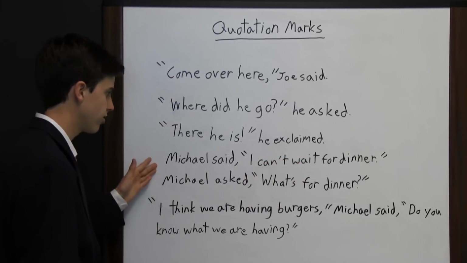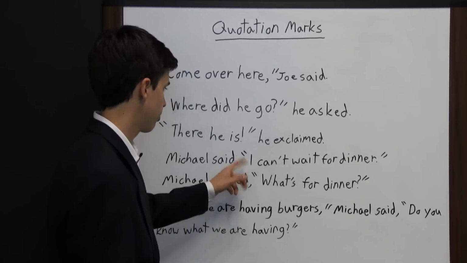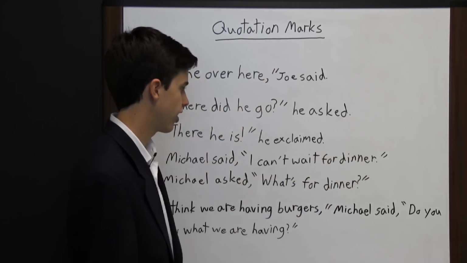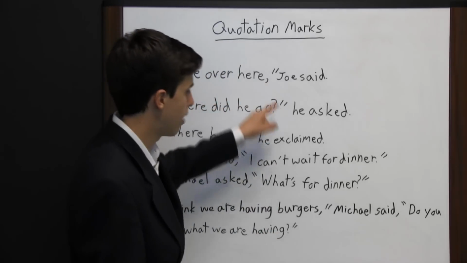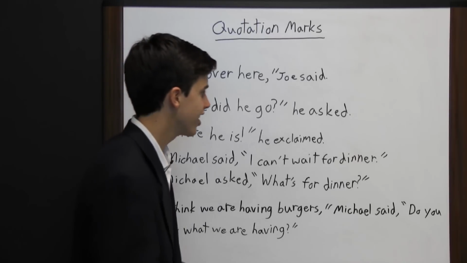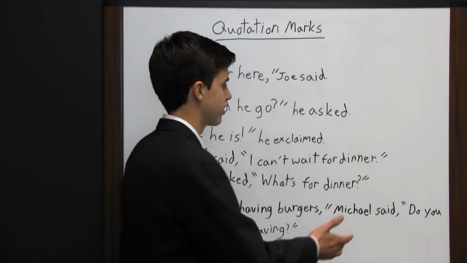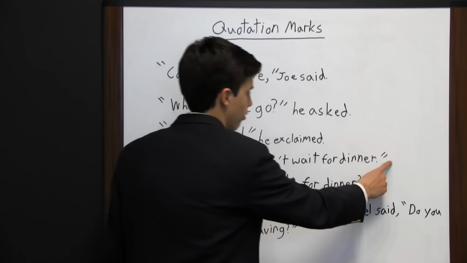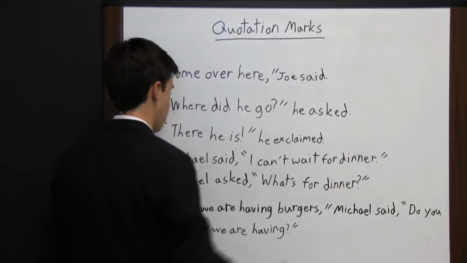So this sentence says, Michael said, "I can't wait for dinner." So you put a comma after said, open up with quotation marks, go through the sentence, and then this sentence right here is declarative, so it ends with a period. And up here we ended with a comma, but here we're ending with a period because we've come to the end of the sentence and there needs to be some kind of period or question mark or exclamation mark to end out the sentence. So in this case, a period is chosen to end the sentence and then quotation marks are put at the end. Notice that the period is inside the quotation marks.